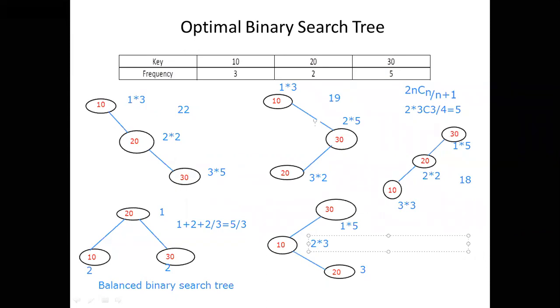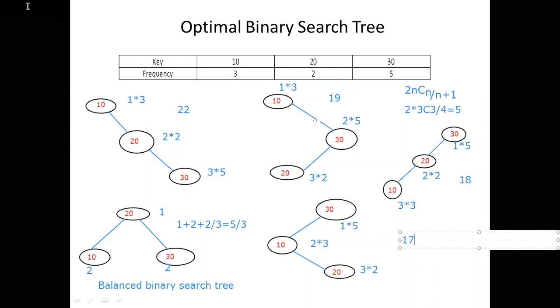2 into 3. Right? Now, 20, how many times do we have to compare? 2 times. That is why 3 into 2. 1 into 5 is 5, plus 3 twos are 6, plus again 3 twos are 6. What will the answer be? The answer will come as 17. All right.